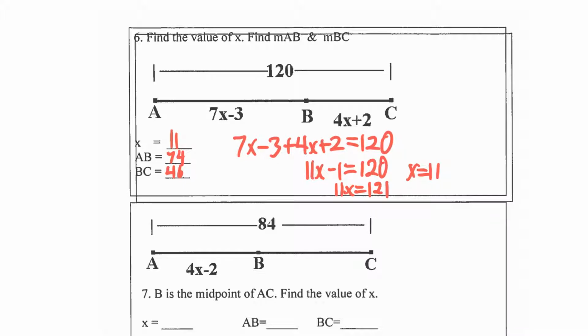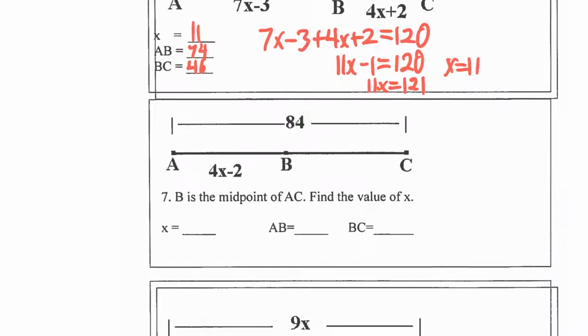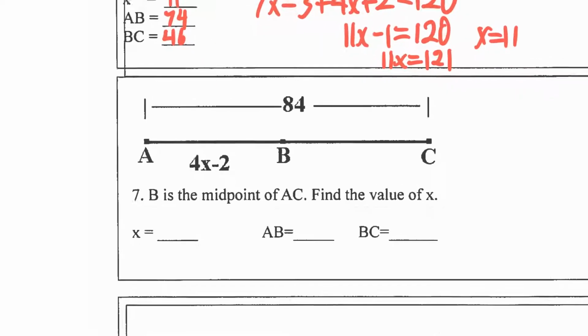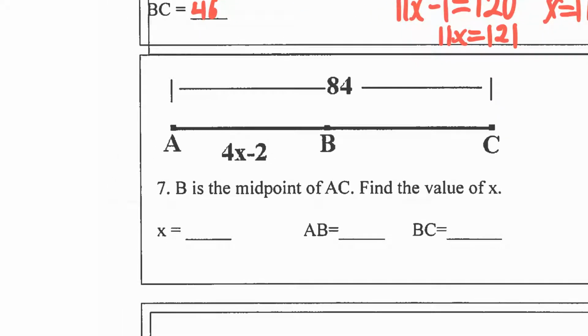So same thing that we did. Okay, next one says B is the midpoint. Okay, what does it mean to be the midpoint? It's exactly in the middle. So we could do this two different ways. I could say, okay, if the whole thing from A to C is 84, how long is it going to be from A to B?